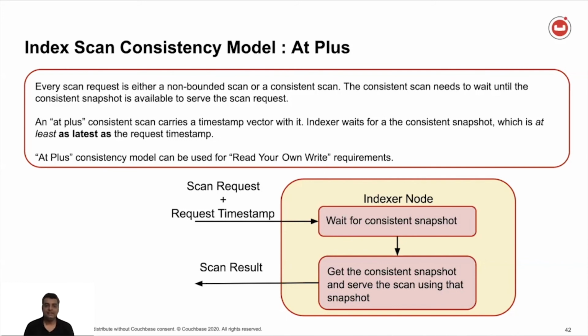Now, the request timestamp will be carried with the scan request itself. The client can get the request timestamp by talking to the data service. Whenever there is an update to the data service, the data service timestamp will be updated, and the client can make use of that as a request timestamp. On the indexer node, once the consistent snapshot is available, it can start returning the scan result. This @+ consistency model can be used for read your own write type of requirements.